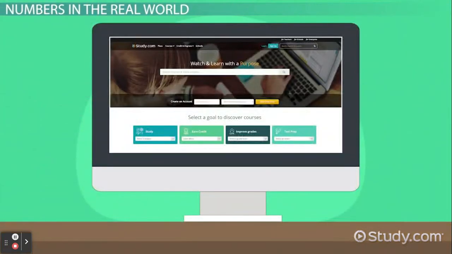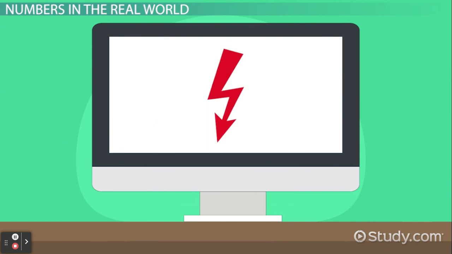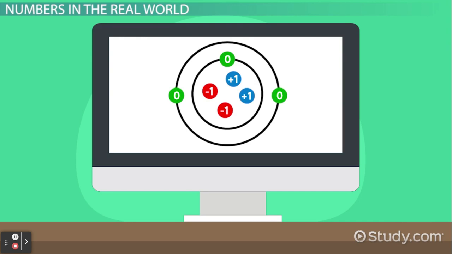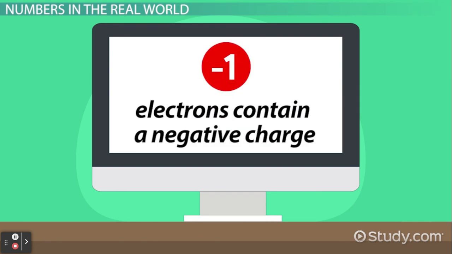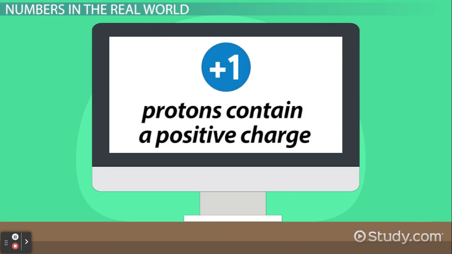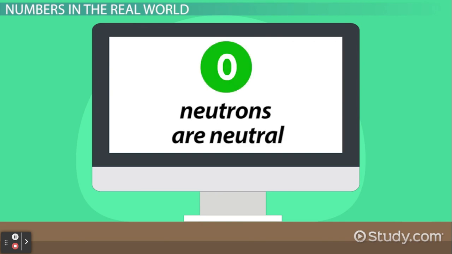Here's another example. You're likely watching this on a computer or a smartphone. Your device takes electricity to work, and electricity has to do with the charges of 3 particles: electrons, neutrons, and protons. Each of these particles contain charges that allow electricity to work as it does. Electrons contain a negative charge and are therefore associated with negative numbers. Protons contain a positive charge and are therefore associated with positive numbers. Neutrons are neutral, meaning they don't have a positive or a negative charge, so you can think of these as having a charge of 0.